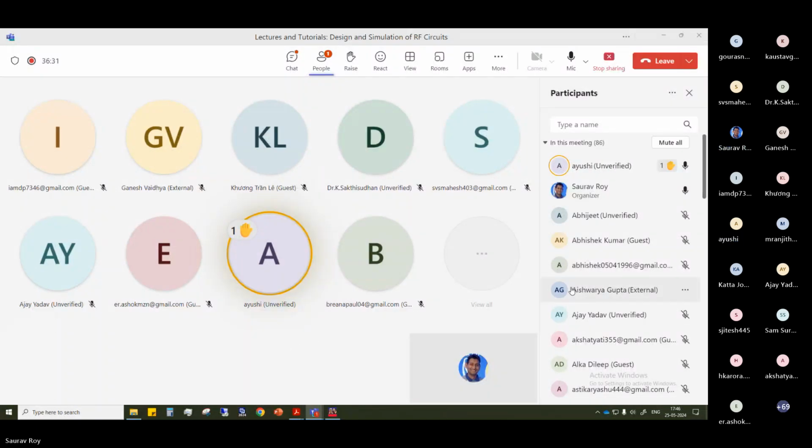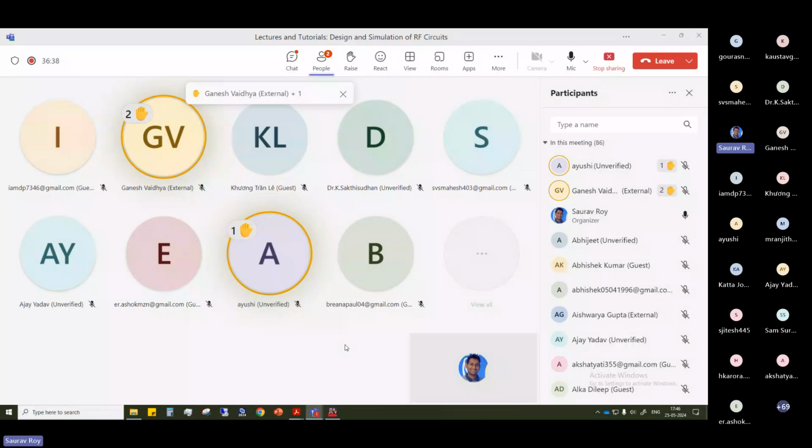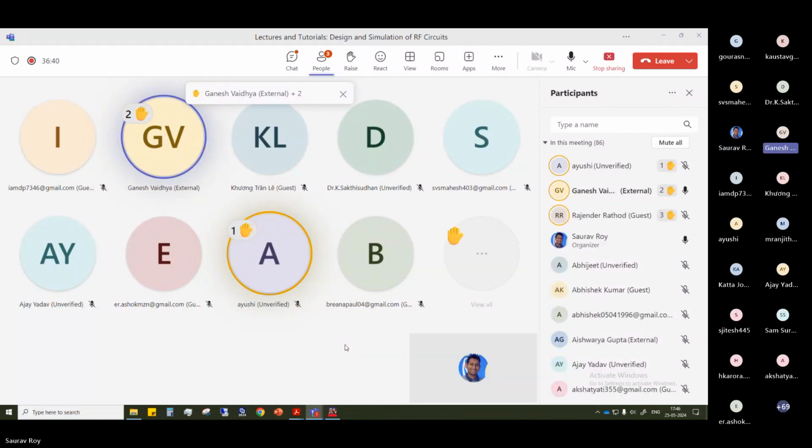Okay. Anyone else? Yes, Ganesh. Will the power amplifier design be covered? No, it does not say power amplifier design. It's only amplifier design. Tell me, continue.